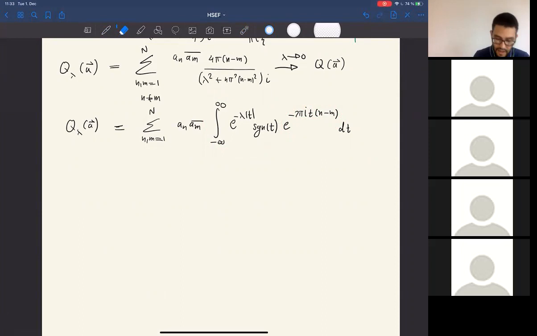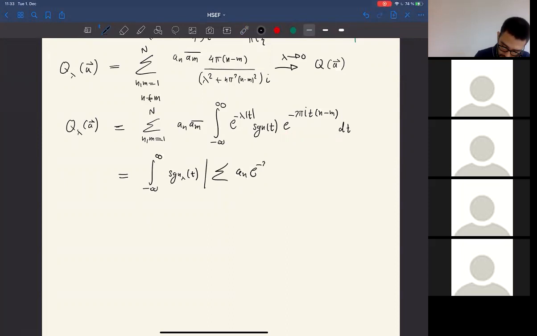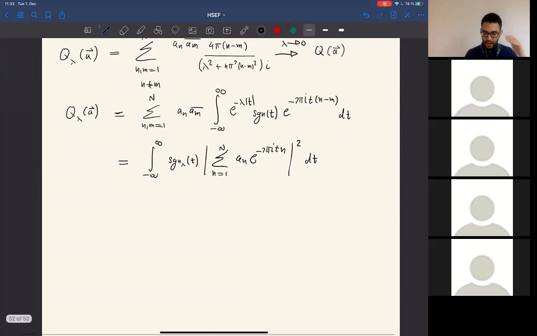Okay, and now you realize that if I move this sum here inside with this exponential here, we just have a square. Let me use my notation. This was sine lambda of t, and this would be just a square. So very nice, it's the integral of a certain function but times a positive term in this bit.